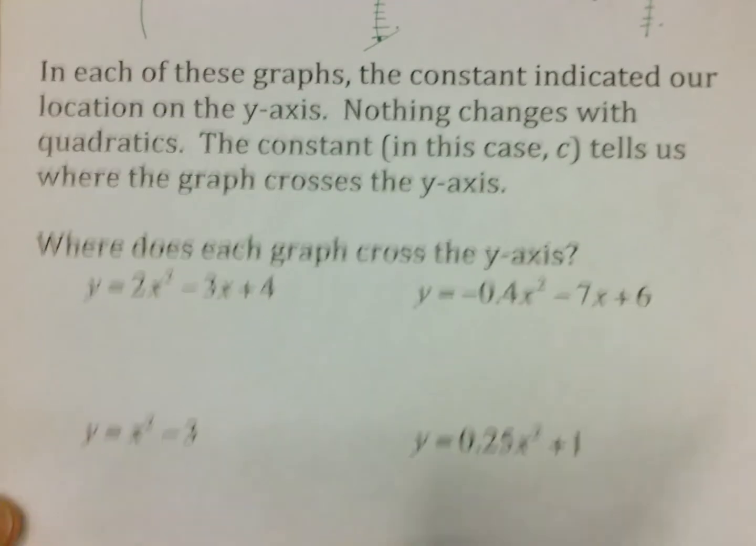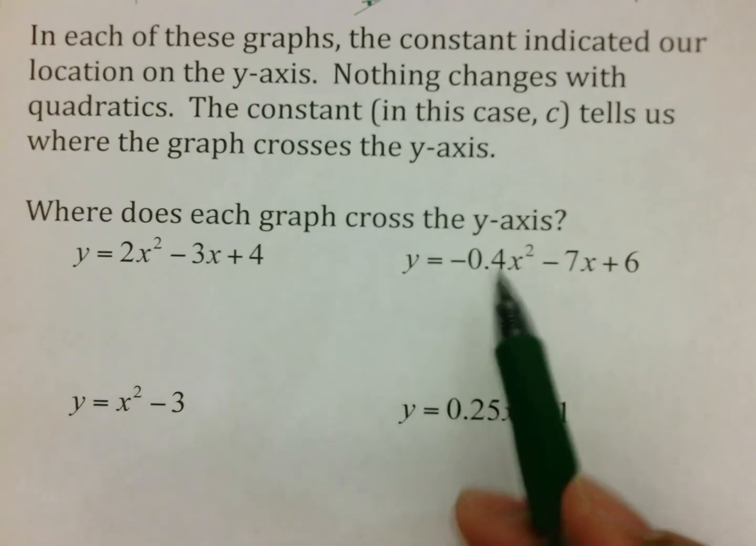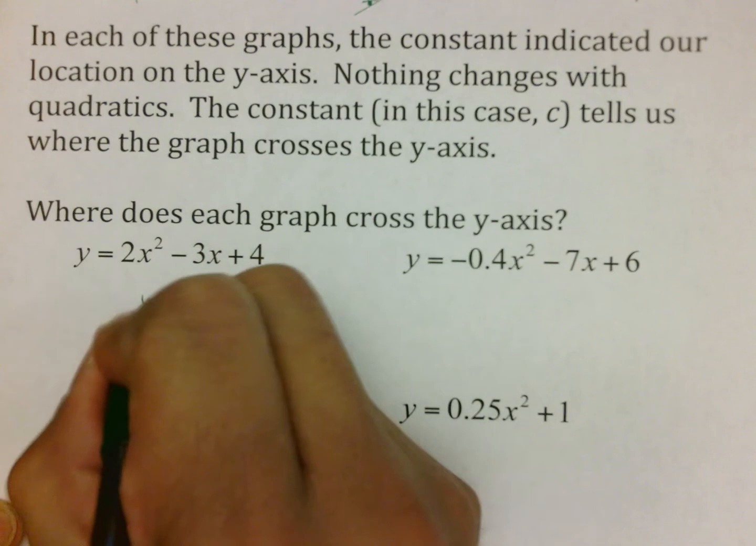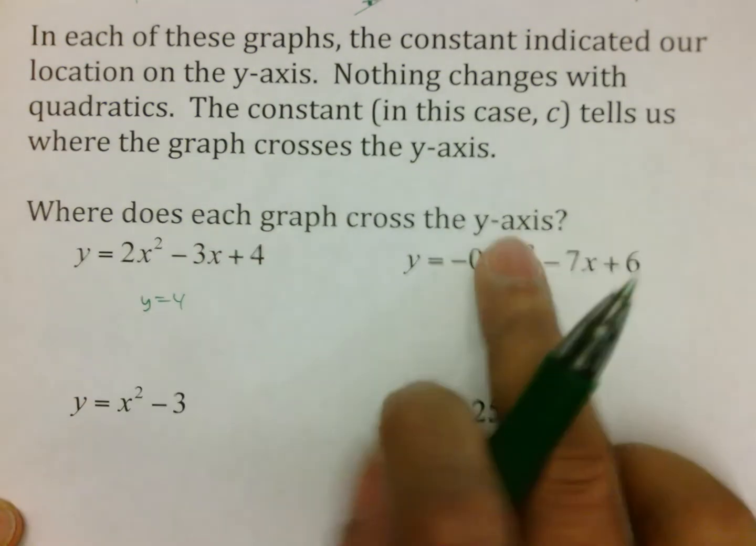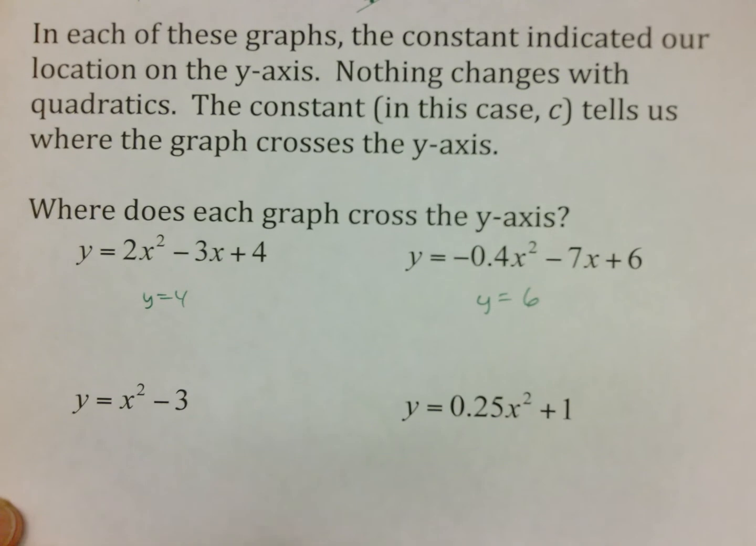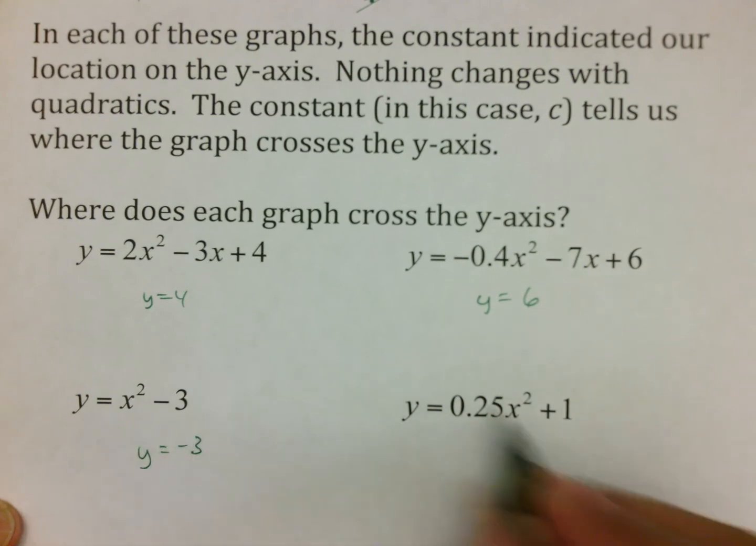So if you were to know or wonder where the graph crosses the y-axis, in other words, the y-intercept, ignoring these x's, putting 0 in here, it would cross at y equals 4. Ignoring these x's, it would cross at y equals 6. Here, ignoring your x, it would cross at y equals -3. And here, ignoring your x, it would cross at y equals 1.